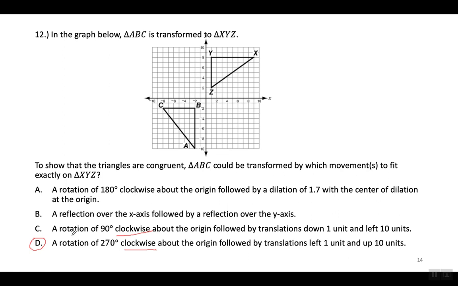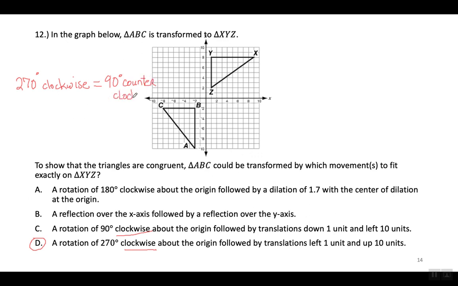Alright, so look. Since this is in clockwise, and I'm going to use one of the rules just to explain this question, I'm going to point out that you got to realize that 270 degrees clockwise is the same as 90 degrees counterclockwise.